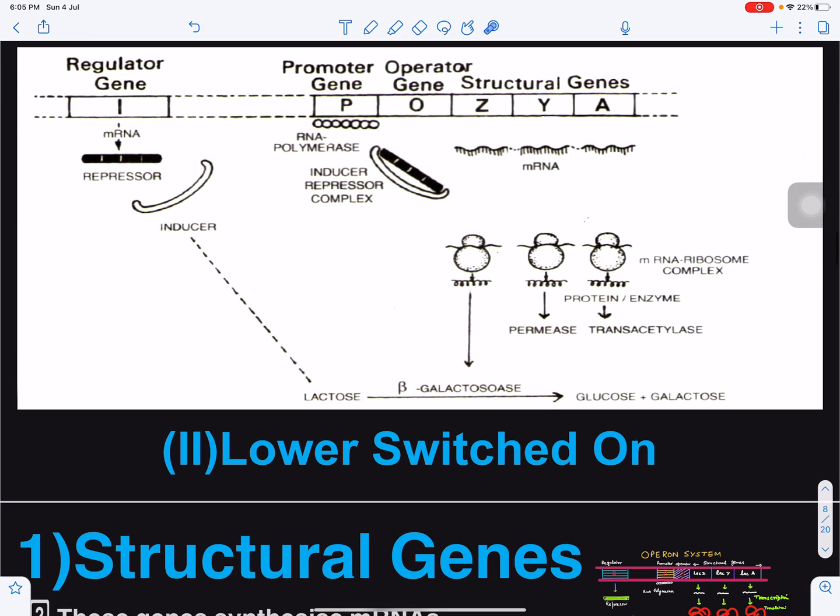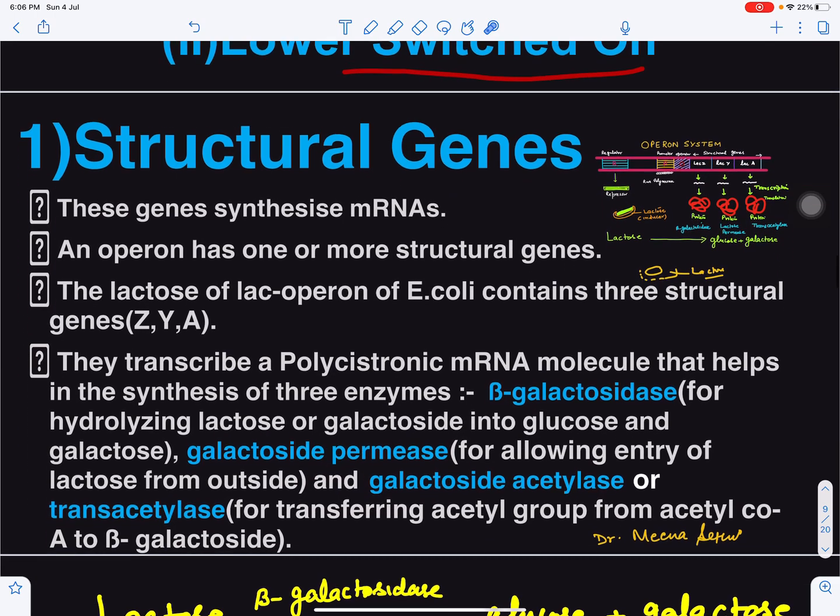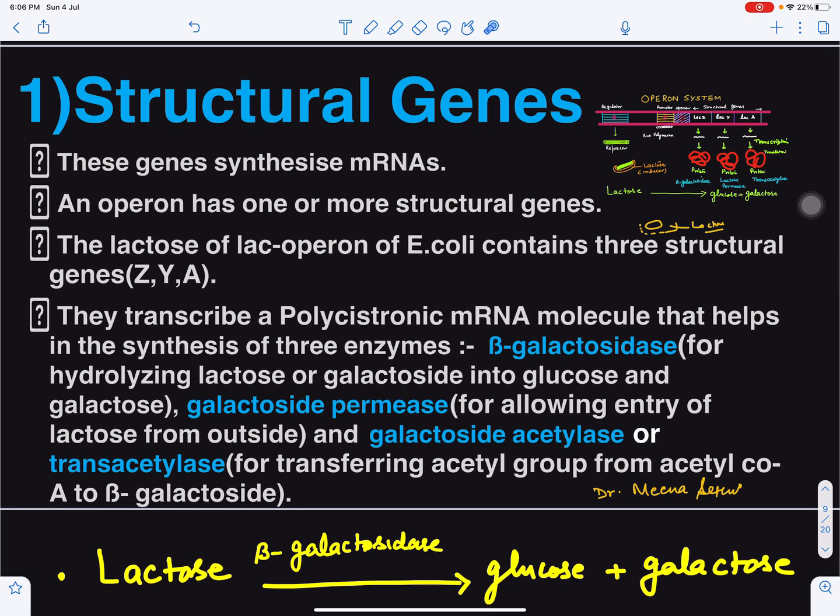Now in the presence of lactose, lactose is acting as an inducer. This will bind with the repressor. When it binds with the repressor, this part will be free, which was blocked in the presence of the repressor. Now this RNA polymerase will move over the structural genes. RNA will be produced by transcription, and these RNAs will produce the proteins. These proteins will help in the utilization of lactose by the Escherichia coli bacteria. And when this gene is working, this is called the gene is switched on. Now we'll discuss one by one structural genes, promoter, operator, regulator genes.